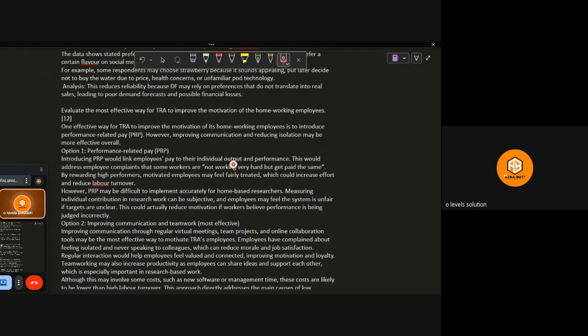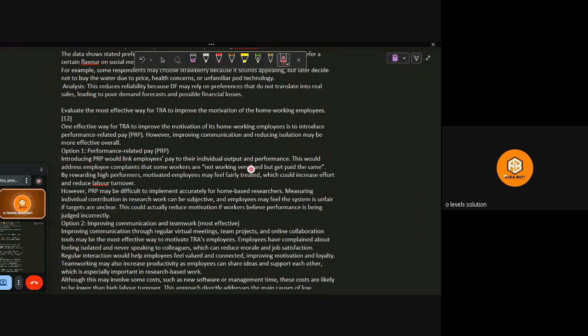It means that when one person is performing well, they will get paid because of their high performance. So this would address the employees' complaints that some workers are not working very hard but get paid the same, and we have seen that. Because if we apply this PRP, everyone will be receiving payment according to their performance.